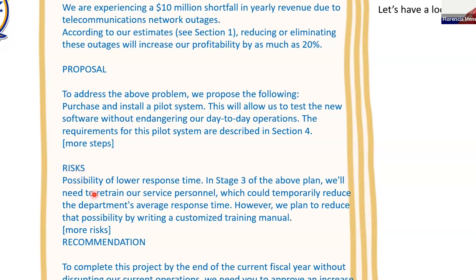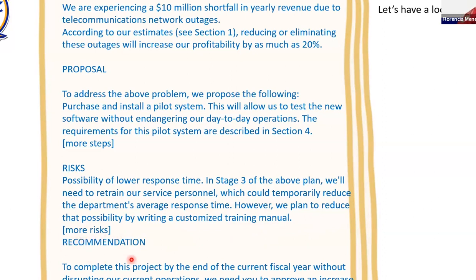Here are some risks. Possibility of lower response time. In stage number 3 of the above plan, we will need to retrain our service personnel, which could temporarily reduce the department's average response time. However, we plan to reduce the possibility by writing a customized training manual. And if there are more risks, we add them, but not only to express those risks, but give a possible solution for those risks, if any, okay?